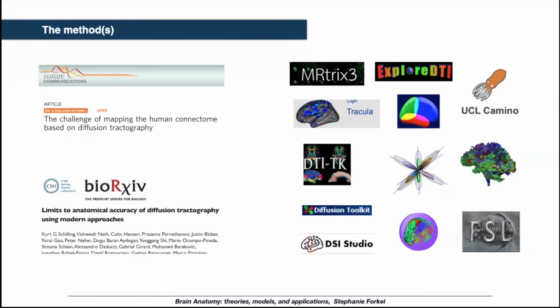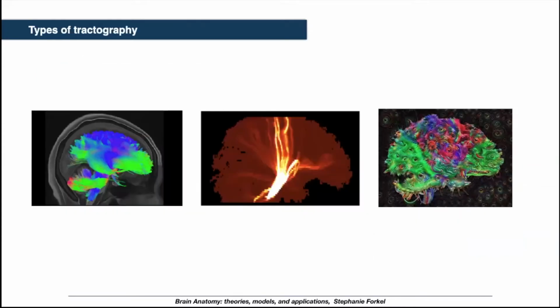Now, regardless of the tracking algorithm and software you use, there are basically 3 types of tractography that we distinguish. And the first one is deterministic tractography. So deterministic tractography basically is a whole brain tractography where you just segment out the connections between parts of the brain that you want to see.